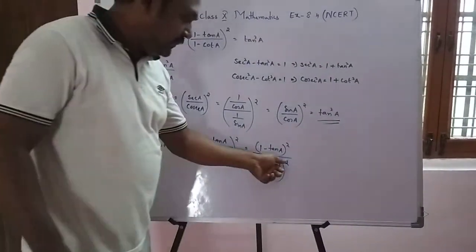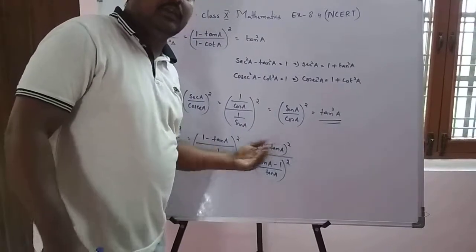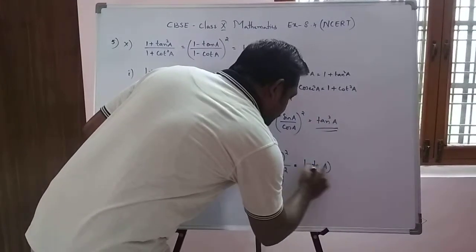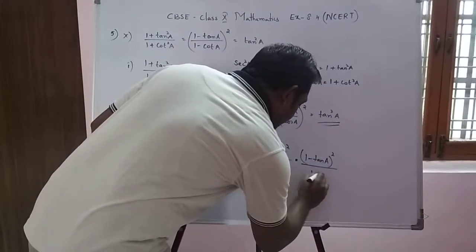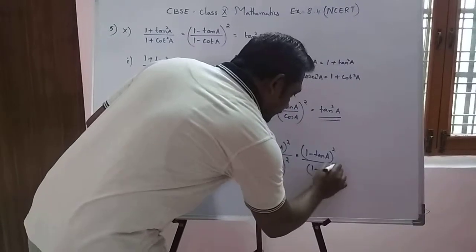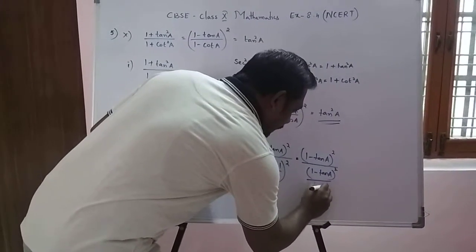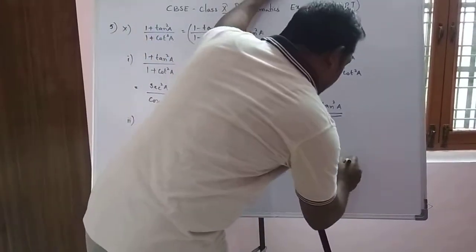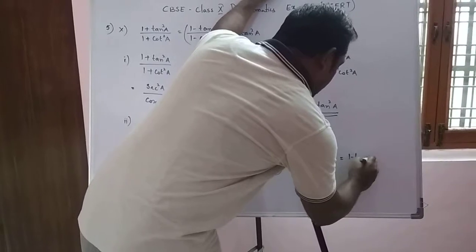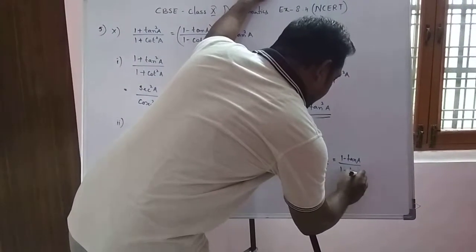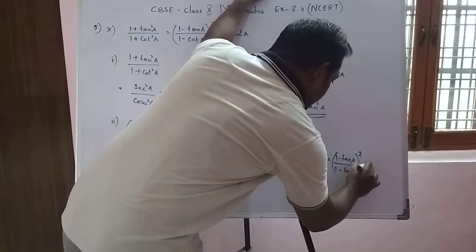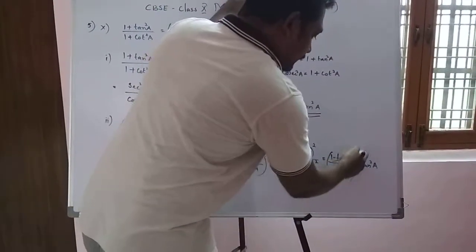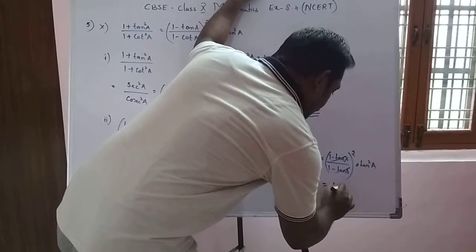Now since it's a square term, tan A minus 1 can also be written as 1 minus tan A. So I'll write it as (1 minus tan A) whole square by ((1 minus tan A) whole square by tan square A). Now taking this denominator of denominator to the numerator, we get this as (1 minus tan A) whole square by (1 minus tan A) whole square into tan square A. Cancelling this out, we get 1 square, which is 1, into tan square A, which is tan square A.